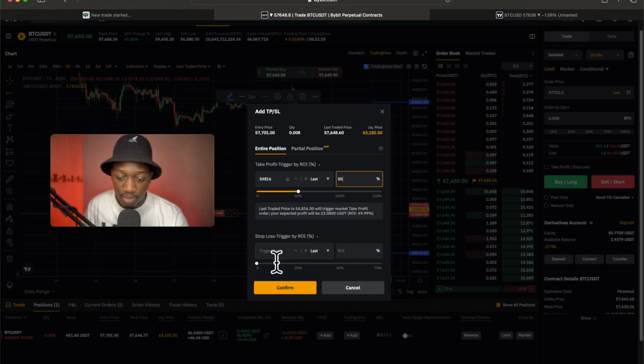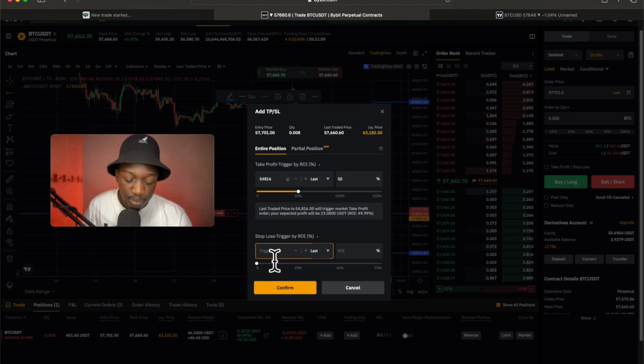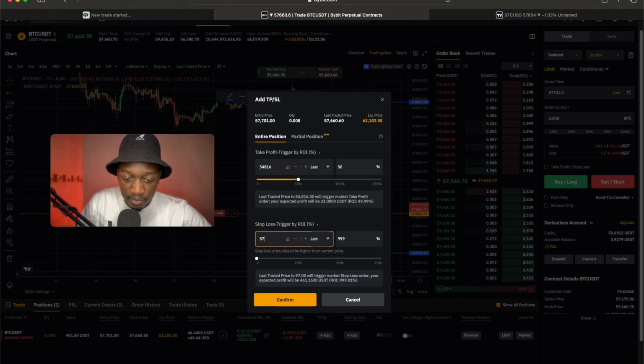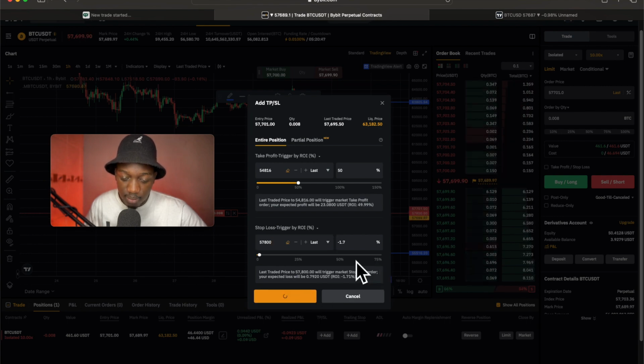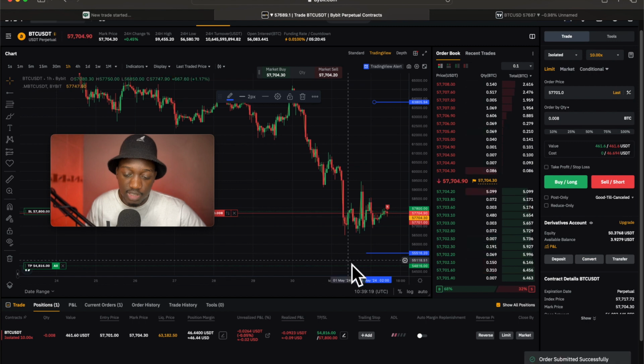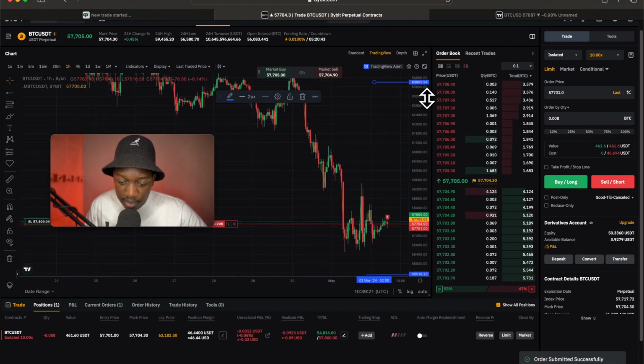I can also put a stop loss, so you can see where exactly I entered. I entered at the price of 57,700. So I want to put the stop loss at 57,800. You know what I mean? It means that if the price of Bitcoin goes up to 57,800, I'm going to lose 1.7% of my available balance on this position, and this position is going to get closed immediately. So this is exactly how you put a stop loss and take profit. You can see pretty much where the price is and where I entered.